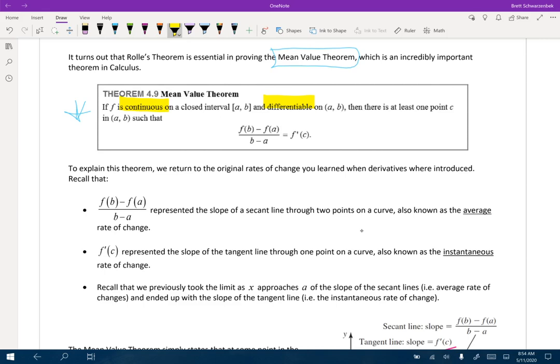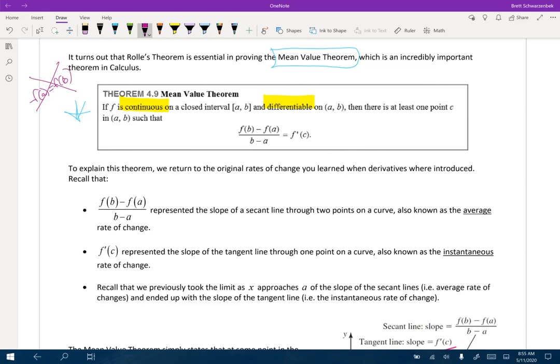They do not have to have the same function values. That's not a part of the mean value theorem. So when you get to the labs and homework, just make sure you're not confusing the two theorems. Some students start doing f of a equals f of b for the mean value theorem, and that is not what you do at all. That's only for Rolle's theorem. So all that's required is continuous and differentiable.